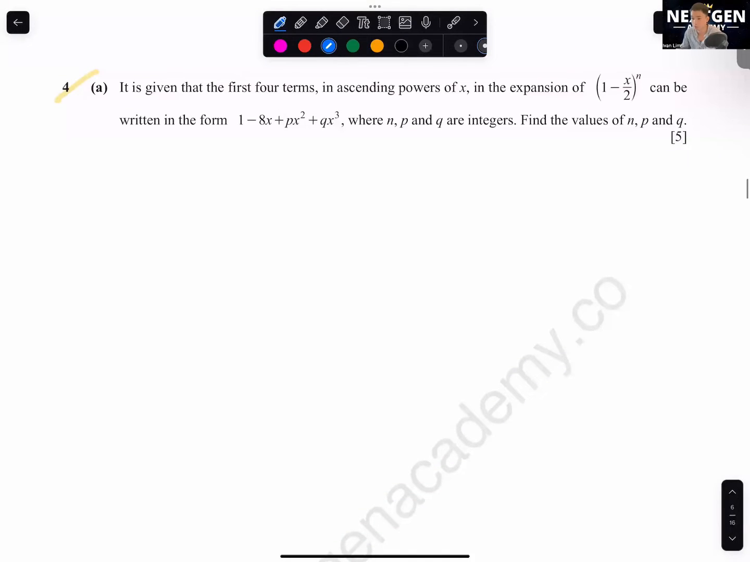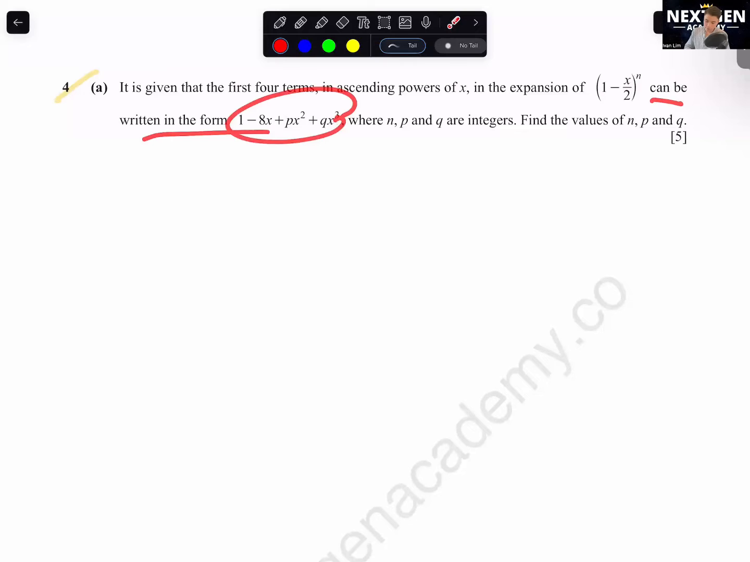Question 4, just now quite a number of you were asking this also. This one is the one where we need to look at the formula in front. It is given that the first 4 terms in ascending powers of x in the expansion of 1 minus x over 2, you all see here, the clue is power n, unknown n, and then they give you a binomial. You will need to use that formula, n factorial over n minus r factorial. It can be written in this form, where n, p, and q are integers. Find the values of n, p, and q.